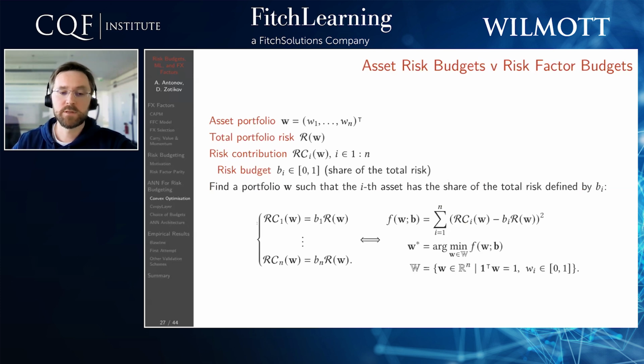In particular, we have this system of nonlinear equations where the risk contribution of every asset is equal to, again, just the share of the total portfolio risk. This system isn't particularly easy to solve. So what people do, they instead solve an optimization task. In particular, they say, we have an objective function, which is the sum of squared differences of the left-hand side and the right-hand side. And we're seeking to minimize this objective function subject to the usual weight constraints.